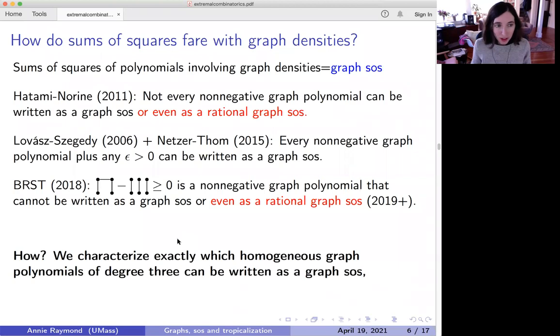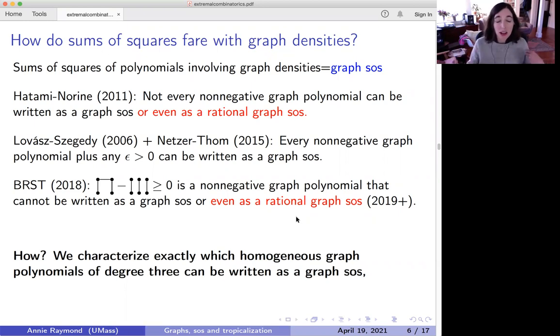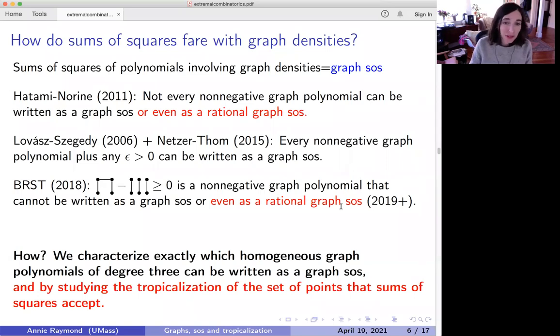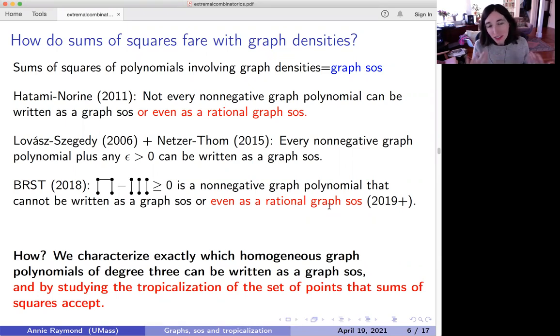So for the rest of the talk, I want to tell you a little bit about how we did that. For the graph sum of squares part, we characterized exactly which homogeneous graph polynomials of degree 3, so involving only graphs with 3 edges, can be written as graph sums of squares. And this guy is not one of them. For the rational graph sum of squares part, we studied the tropicalization of the set of points that sums of squares accepted. And tropicalization ended up being an interesting object in its own right. So I'll tell you a little bit about that too.